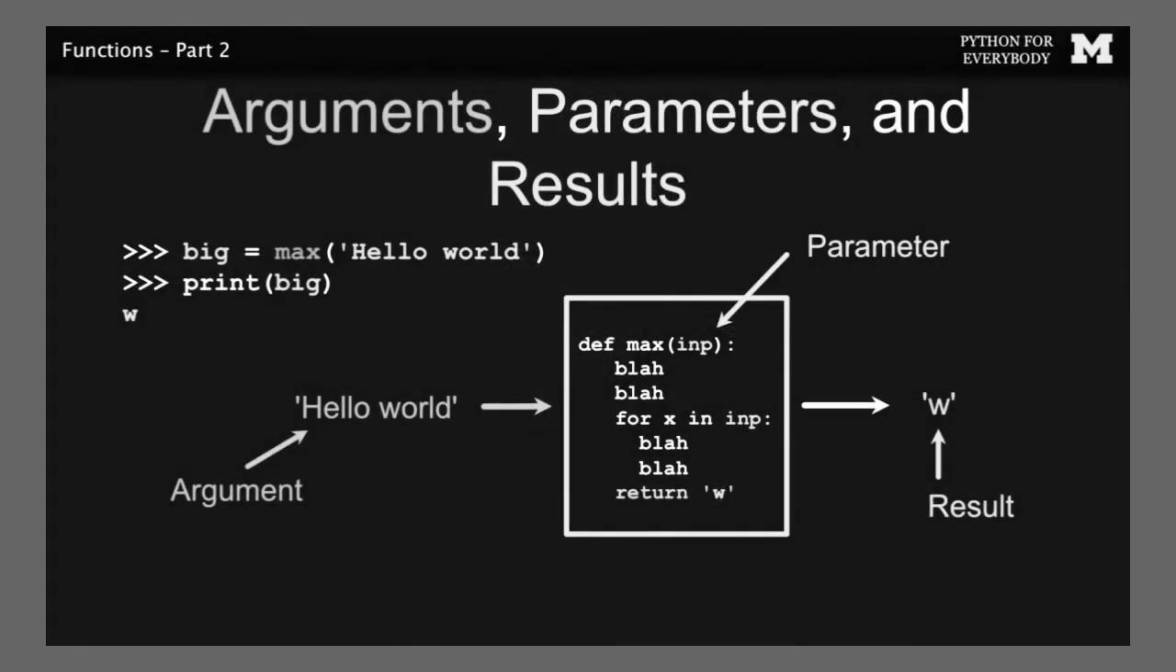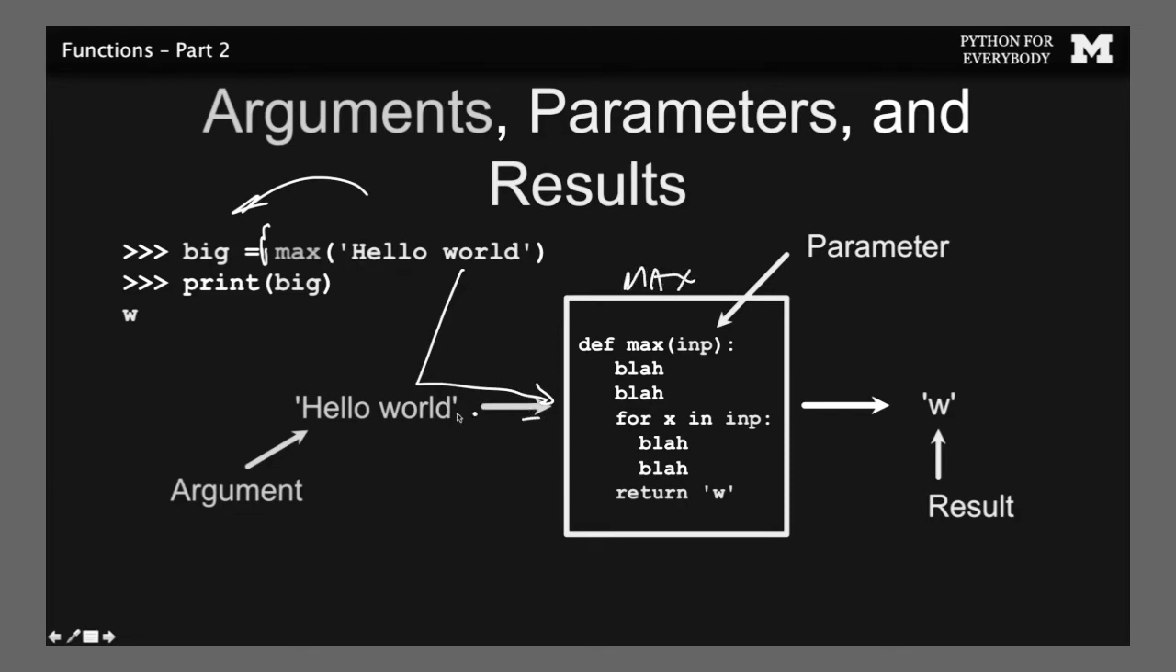Okay, so now what we're going to do is take a look again at that max function, but we're going to understand how the return works. This is really more about the return. So if we take a look at max, right, we're going to evaluate the right-hand side of this so we have something to send into big. So max hello world says take this parameter and send it into max. Here's the max function, right?